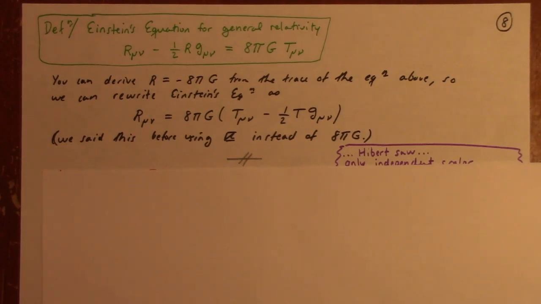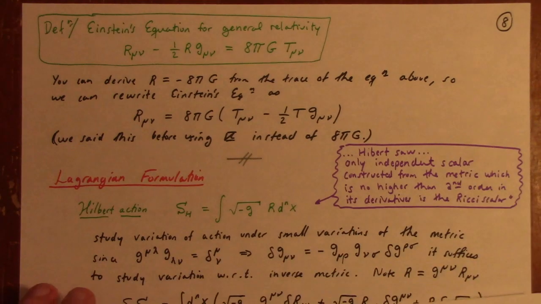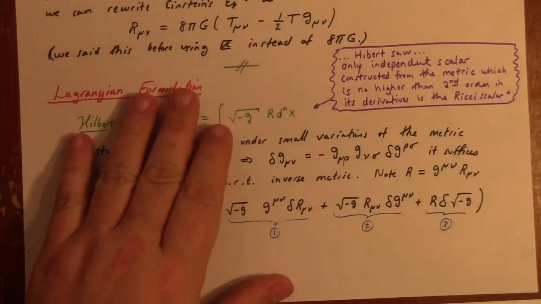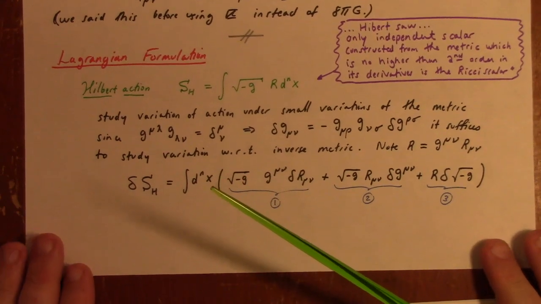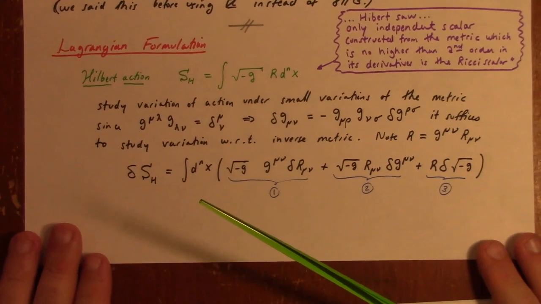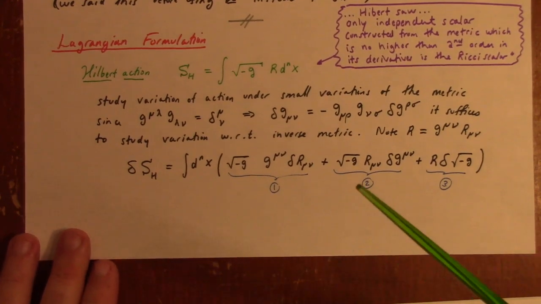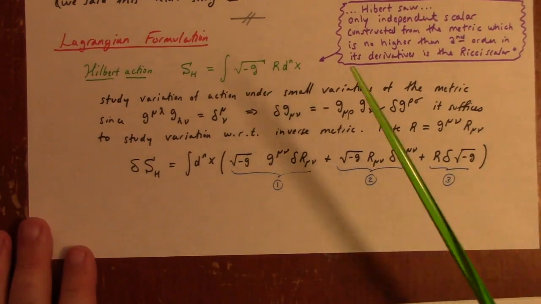We're about to be much more hand-wavy from this point further. Okay, guys? So there's also another way we could attack the derivation of Einstein's equations, which is through the Lagrangian formulation.